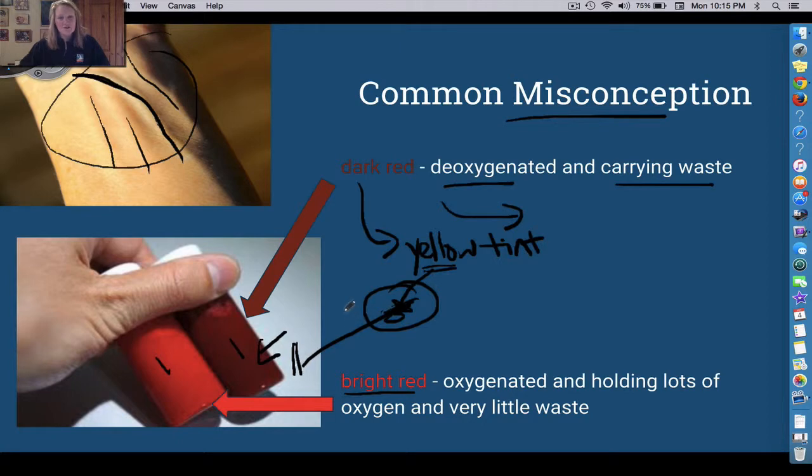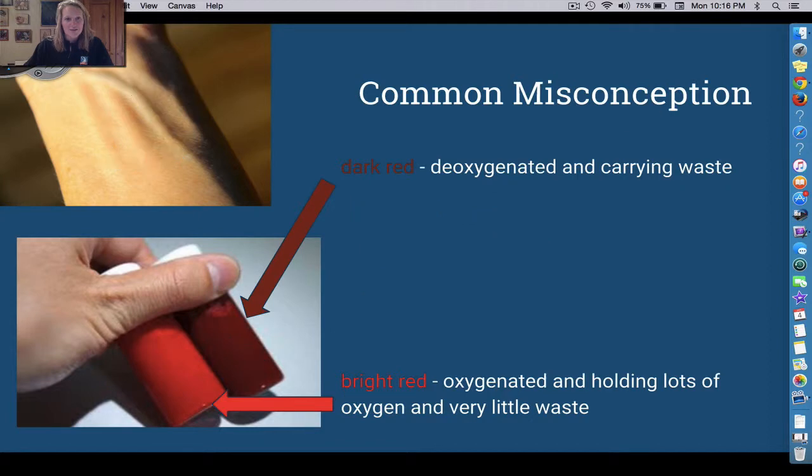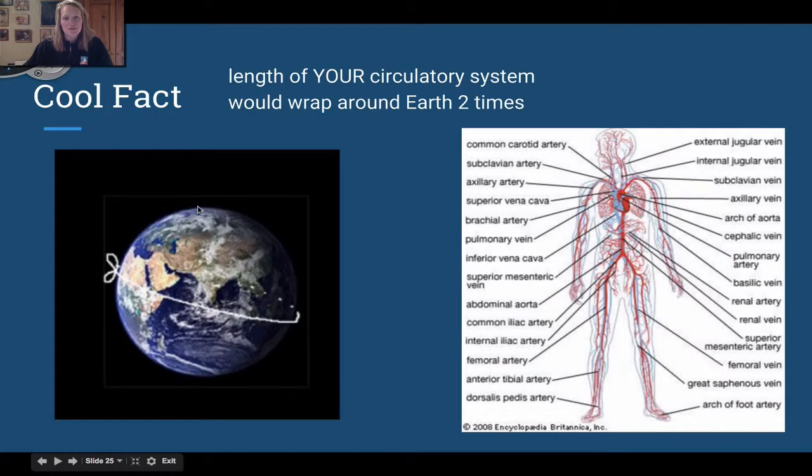Okay, so in the last slide, we were looking at how the veins and arteries were surrounding every single cell, right? They had access to almost every cell. A cool fact is that your circulatory system is so intense, so branched out, that if you were to actually line it all up, it would wrap around the earth 2 whole times. That's how many little capillaries and veins you have in there. Pretty impressive, I've got to say.